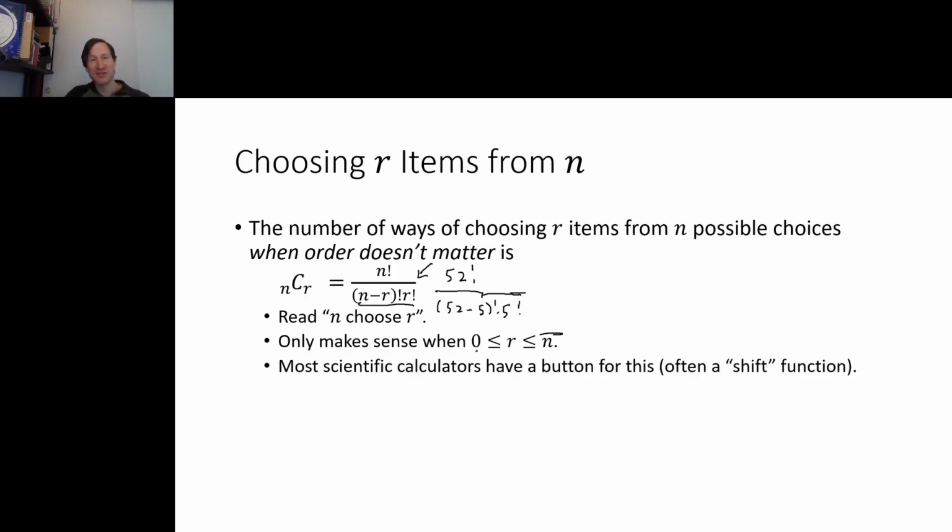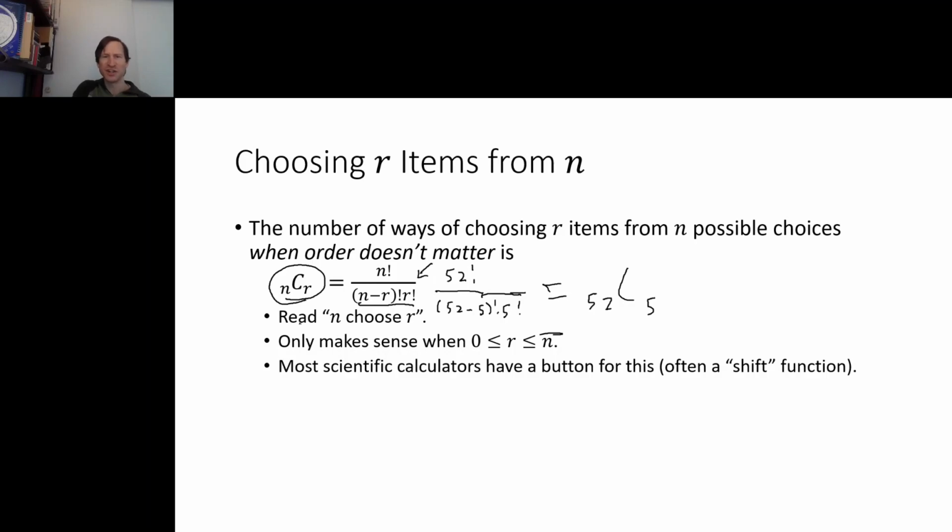Now, if you tried to calculate this, this 52 choose 5, just by putting the factorials into your calculator, it would probably complain. The number that you would get from this factorial is just way too big for the calculator to handle. Fortunately, most scientific calculators have this function, n choose r, built into it somewhere.